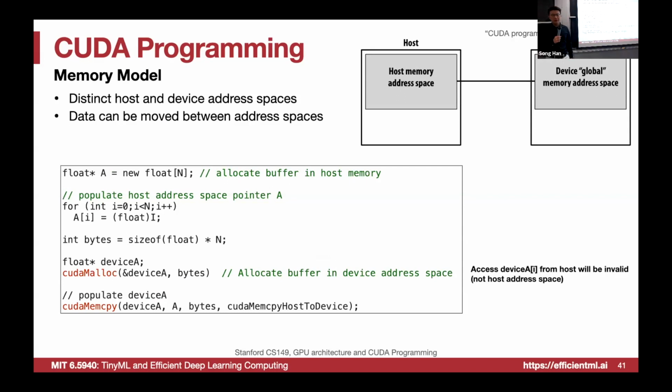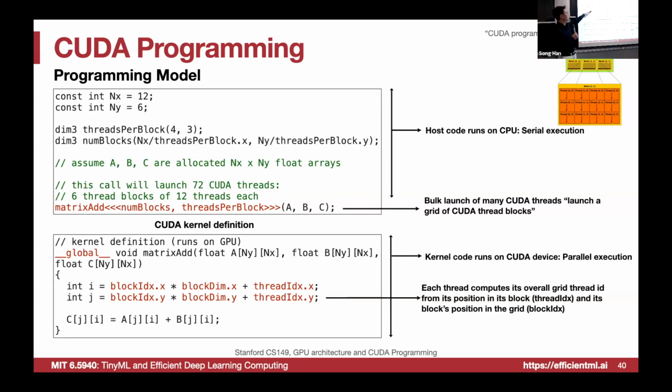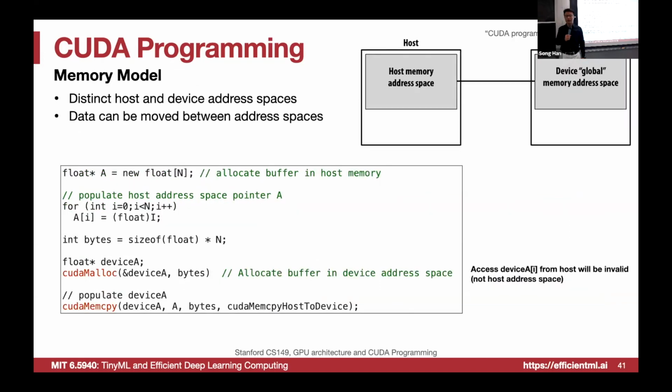So let's see the memory model. Previously, we assumed A, B, C were all allocated already, but let's see how they are allocated. Here we have the host, which is the CPU. Over PCIe, we have the device. We have two address spaces. One is the host CPU memory address space. The other is the device memory address space. They are distinct, and the data can be moved between the CPU and the GPU. And we want to try to minimize those data movements.